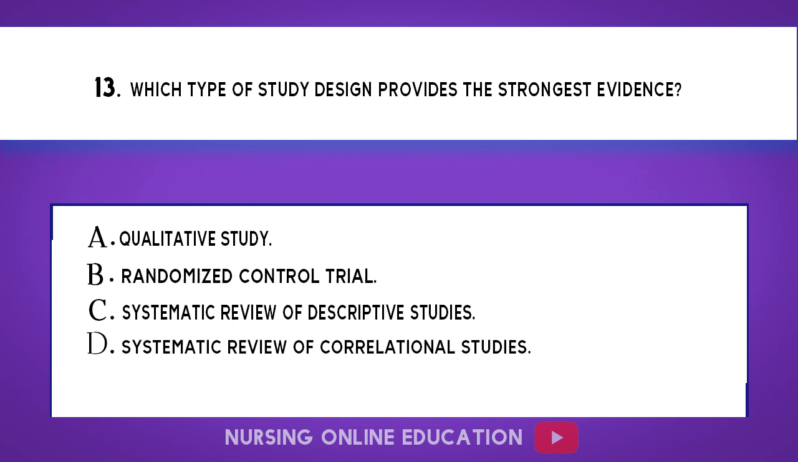13. Which type of study design provides the strongest evidence? A. Qualitative study, B. A randomized control trial, C. Systematic review of descriptive studies, D. Systematic review of correlational studies. The answer is option B, randomized control trial.